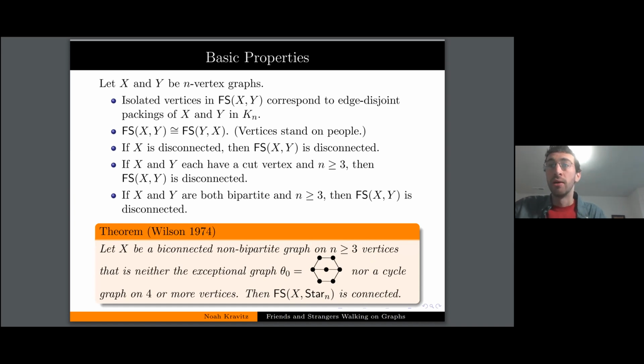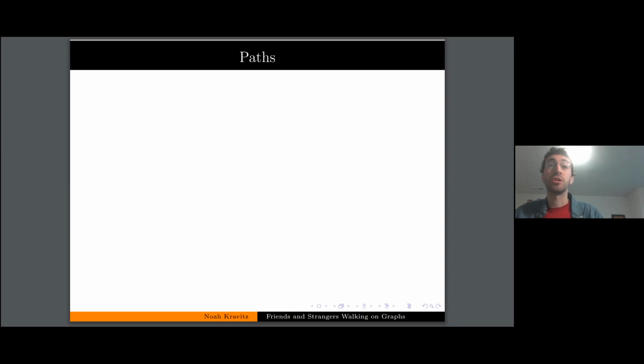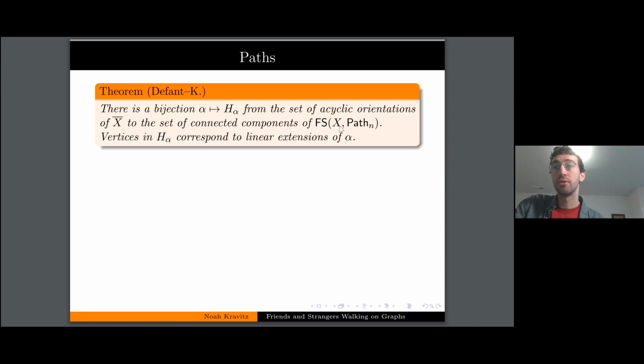Okay. So now I want to talk about other specific choices of the graph Y. So we're going to fix Y first to be a path, and we're going to ask what we can say about the friends and strangers graph of X with a path. So here's our main result. We have our graph X, and we look at the set of acyclic orientations of the complement of X. Then our result is that there's a bijection from the set of acyclic orientations to the connected components of our friends and strangers graph of X with a path. And the vertices in one of these connected components are precisely the linear extensions of our acyclic orientation.